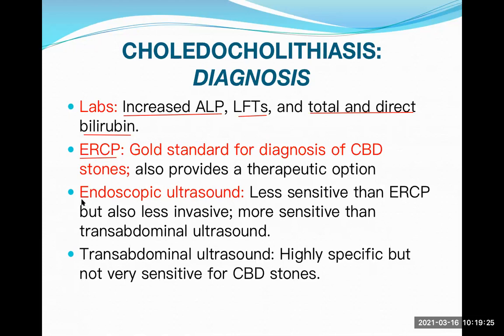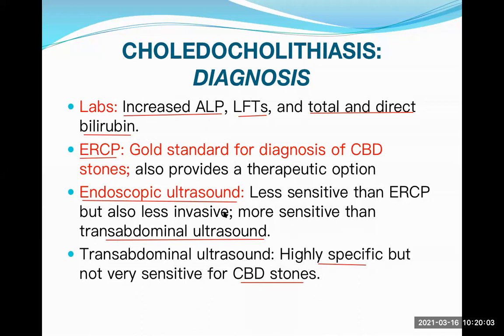Another one, see, this is endoscopic ultrasound. This is less sensitive than ERCP, but also less invasive and more sensitive than transabdominal ultrasound. But for this, you have to do endoscopy, which is an invasive type of procedure. So that's why the popularity of this test is not that high. We still go for transabdominal ultrasound in this type of case. Transabdominal ultrasound is highly specific, but not very sensitive for CBD stone. Nevertheless, a good radiologist will pick it up.